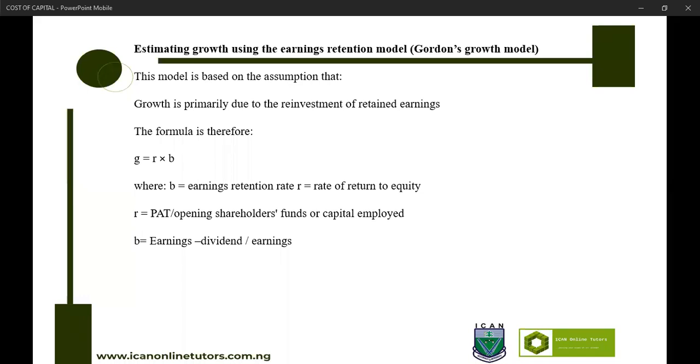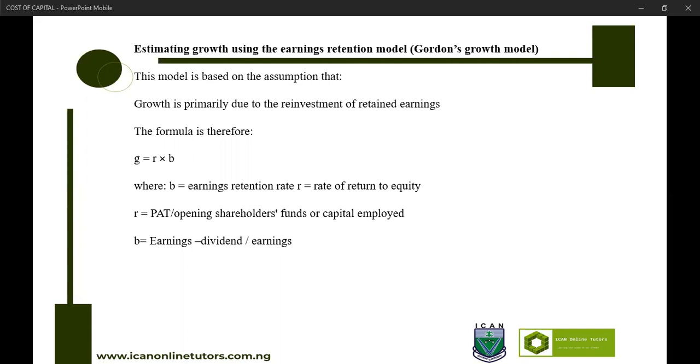This model is based on the assumption that growth is primarily due to reinvestment of retained earnings. What does this mean? This arises as a result of ordinary shareholders reinvesting their retained earnings instead of having it distributed totally. So the retained earnings will now be reinvested. So we can now make use of this to determine what will be the growth in dividend. And the formula is given below. Growth using the Gordon's growth model.